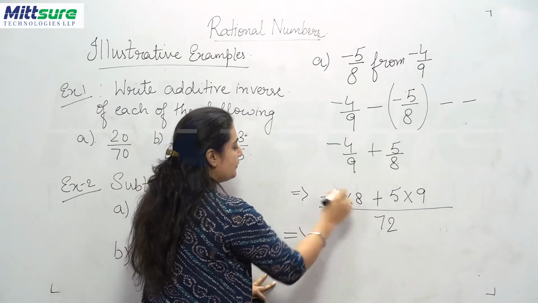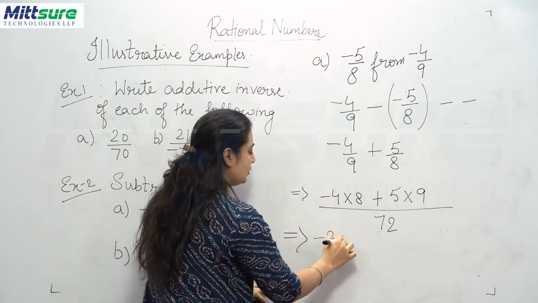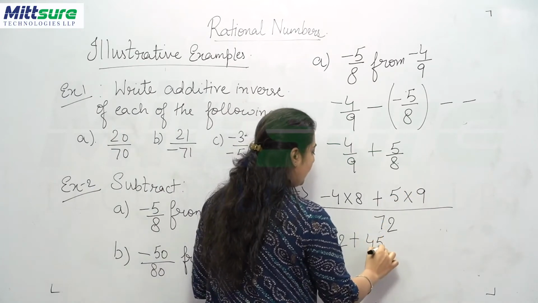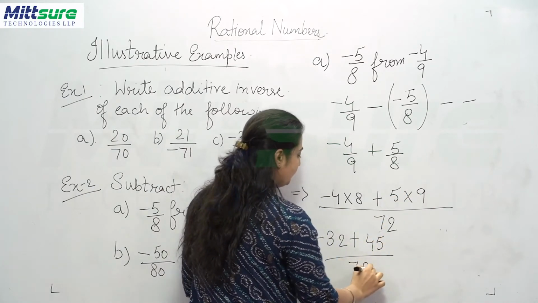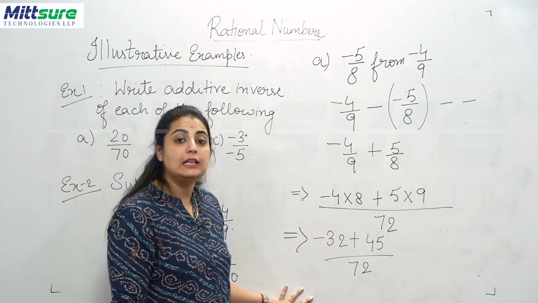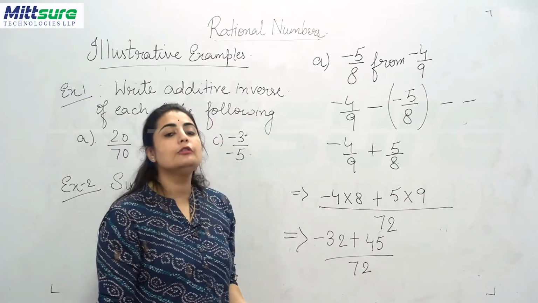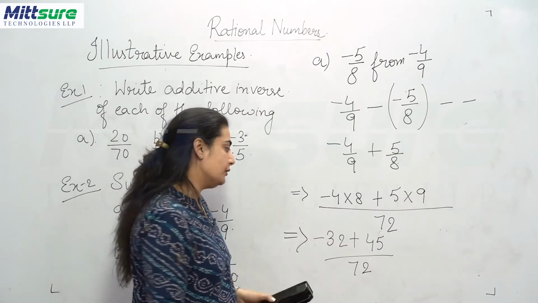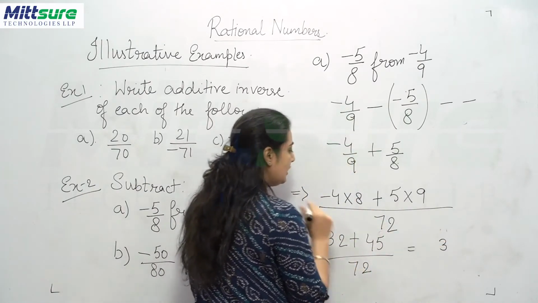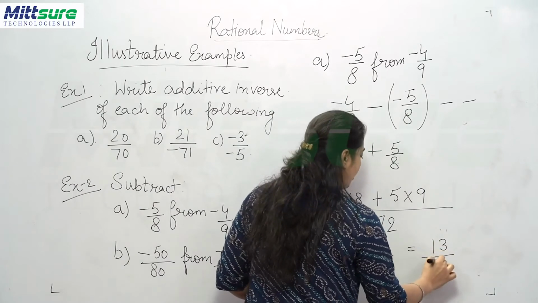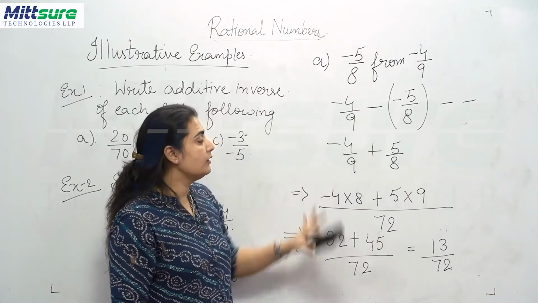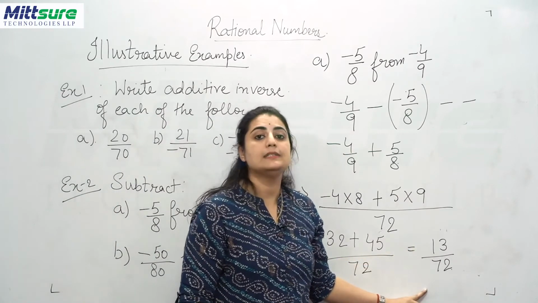Then minus 4 into 8 is minus 32, plus 5 into 9 is 45, upon 72. So one is of positive sign and the other is of negative sign in the numerator. So what are we going to do? We are going to do the subtraction. 45 minus 32 gives you 13 upon 72. That is, the difference of the two given rational numbers is 13 upon 72.